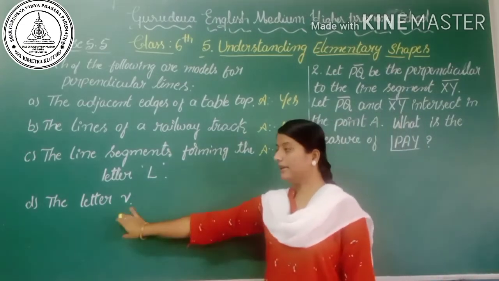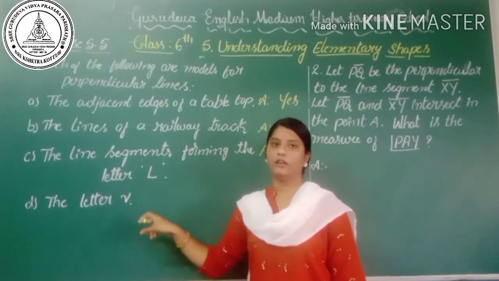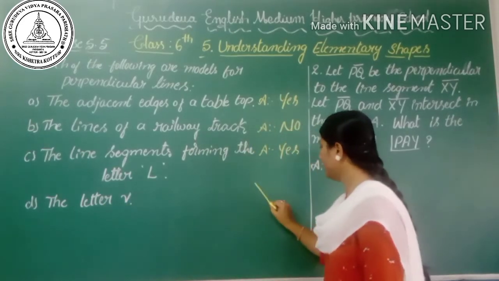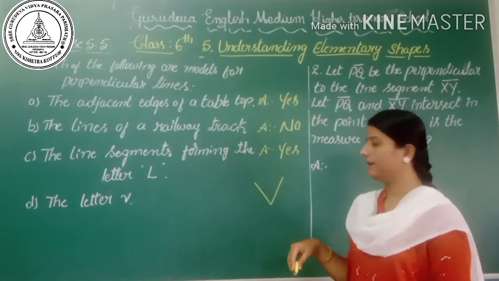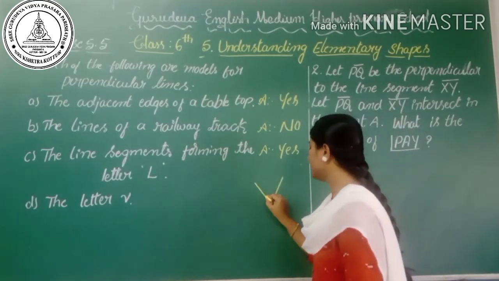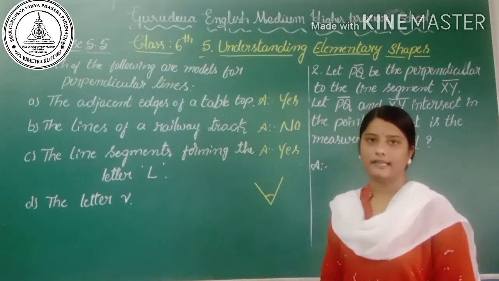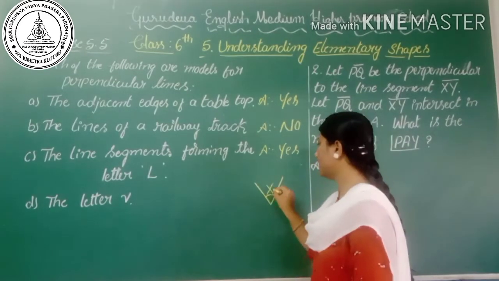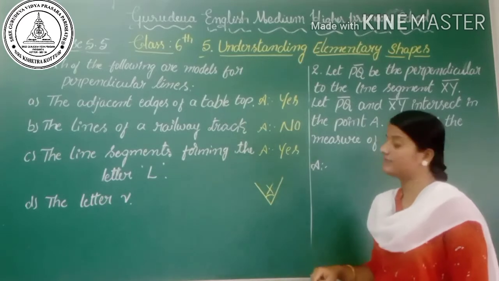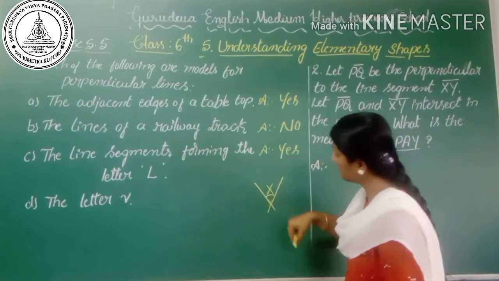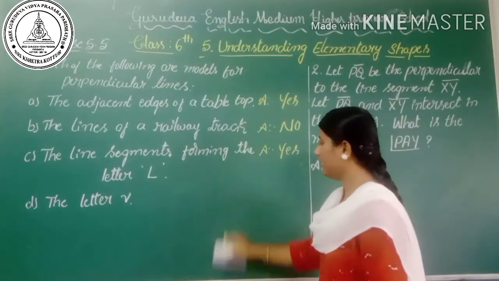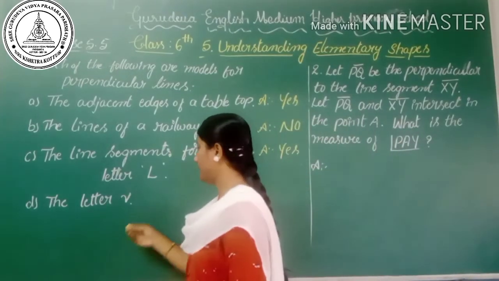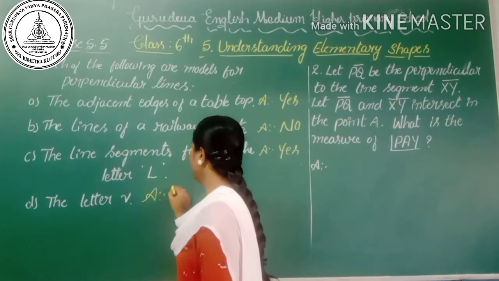Then next, the letter V. Yes, you can see here the letter V is not perpendicular. Why? Because it doesn't form a 90 degree angle. So it is not an example for perpendicular lines. It is an example for intersecting lines. So the letter V is not an example for perpendicular lines. The answer here is no.